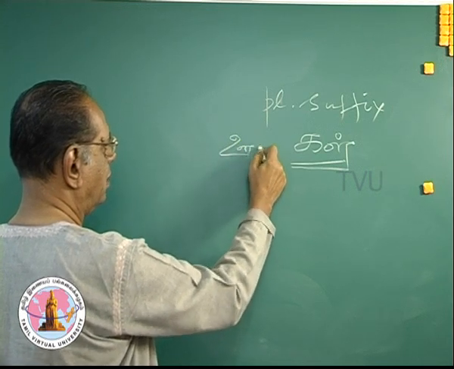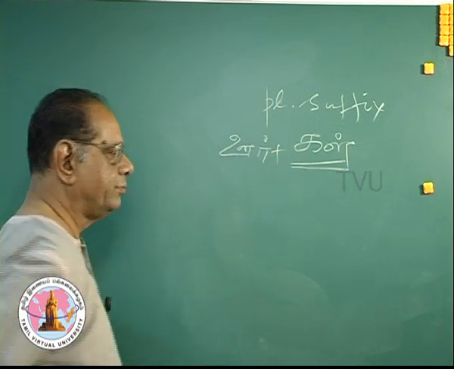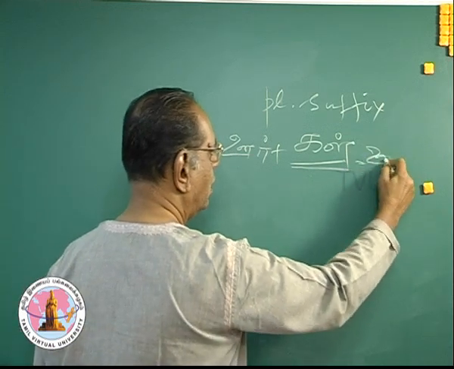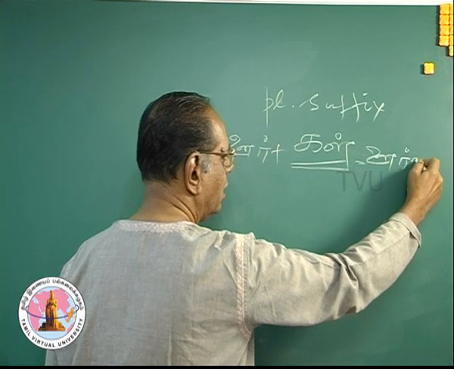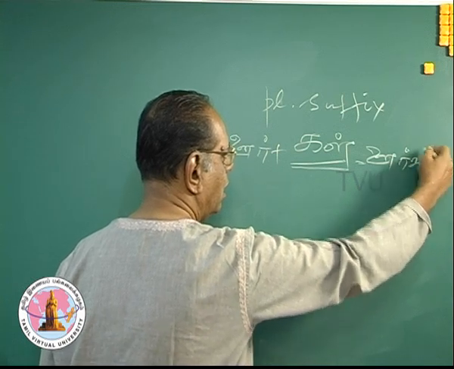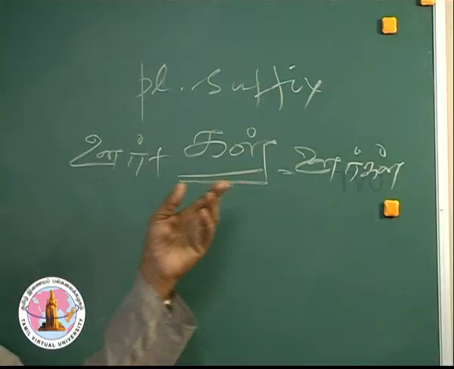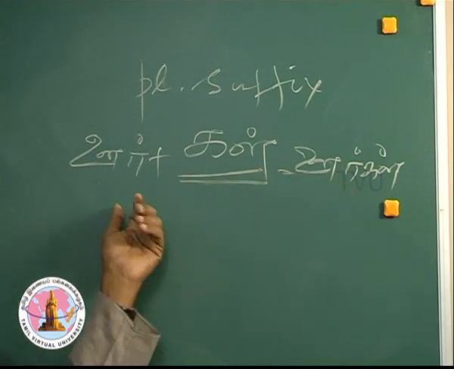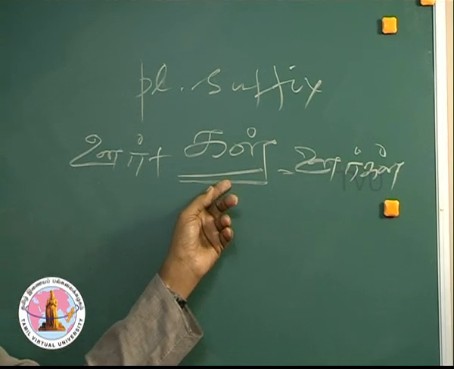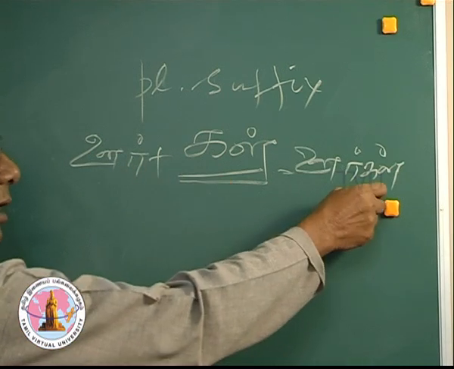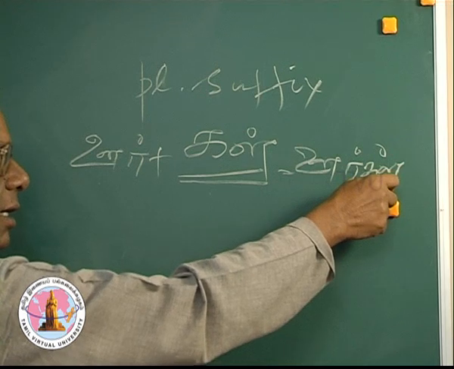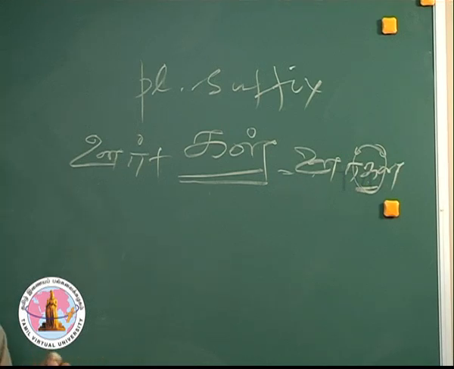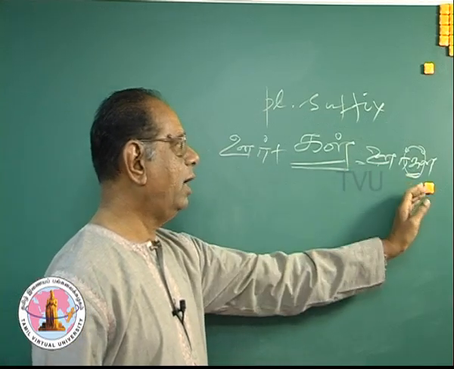Let me take that example. Oor plus kal, oorgal. Mark my pronunciation. Oor plus kal, oorgal. This is oor, it remains the same. Kal is added. This ka in this kal is preceded by other letters. So, naturally, this is pronounced differently. So, this is oorgal.